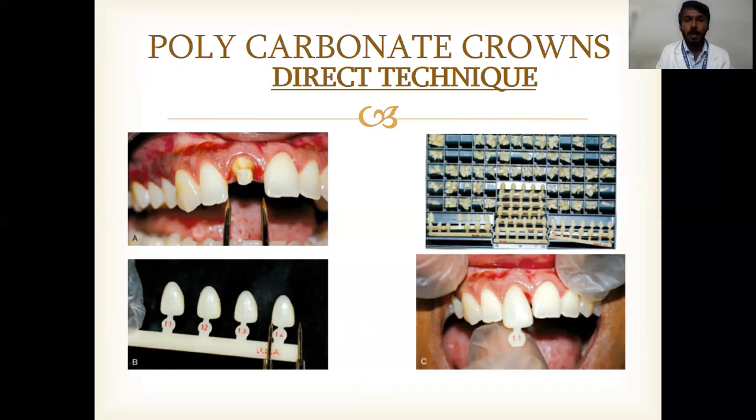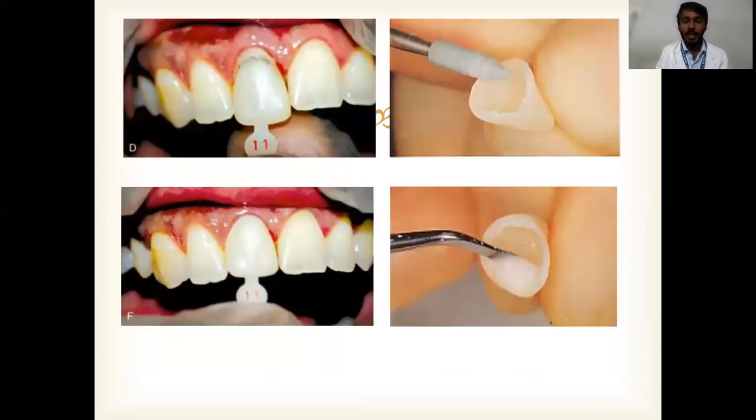So the polycarbonate crowns in direct technique. Here, after tooth preparation, we will measure the mesiodistal width of the crown. After measuring the mesiodistal width, we will select the appropriate size and shade of the crown form that is available, and its length is checked. And if there is any excess length in the cervical area, we mark that area and remove the excess length. We will check the fit and size again.